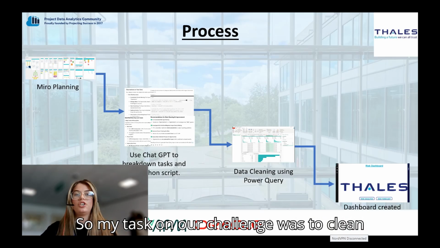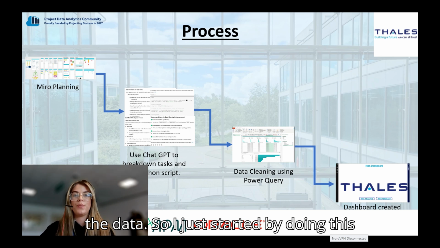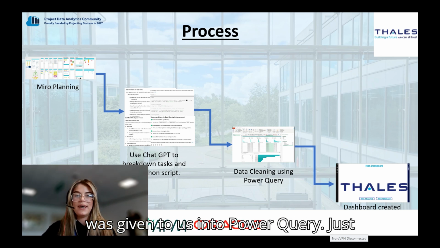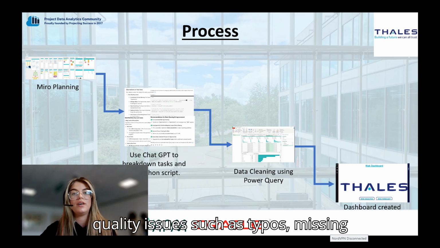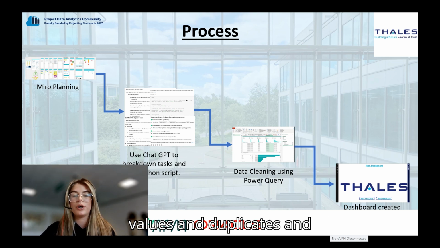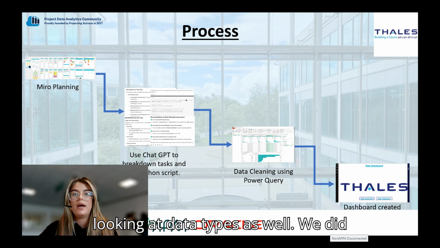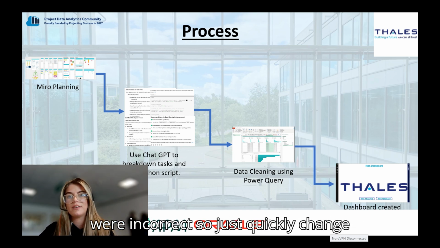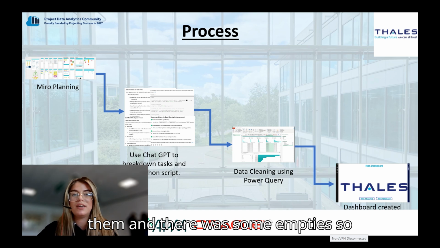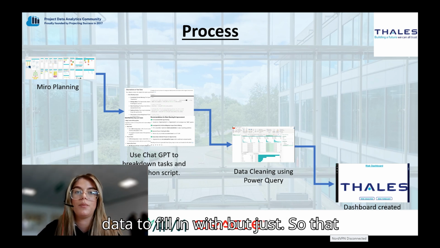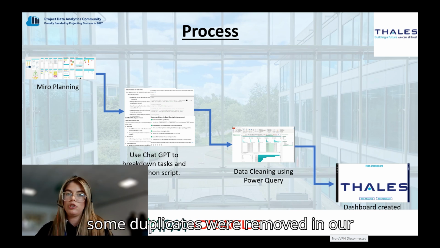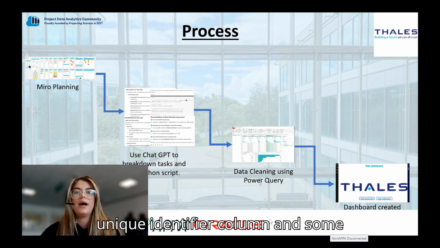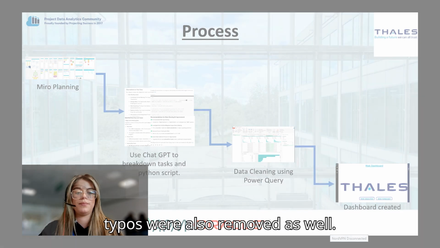So my task on our challenge was to clean the data. I started by uploading the historical data set that was given to us into Power Query, looking at usual data quality issues such as typos, missing values, duplicates, and data types as well. We did find that a few data types were incorrect, so we quickly changed them. There were some empties, missing values, which we didn't have the data to fill in, but so that the data wouldn't be rejected later on, we filled these in with not nulls. Some duplicates were removed in our unique identifier column, and some typos were also removed as well.